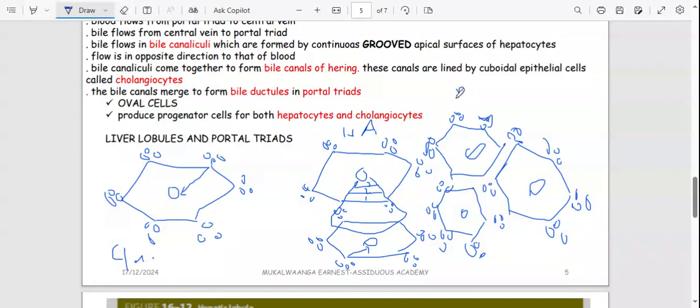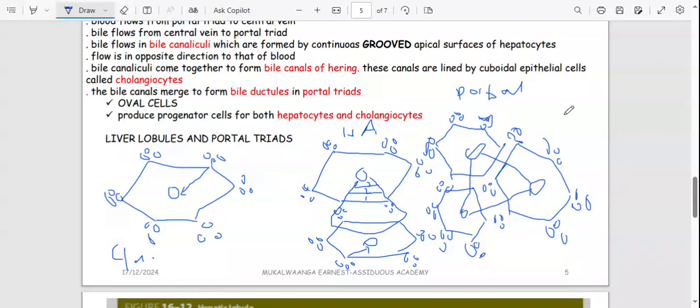So a portal lobule connects three central veins. After you draw these, you are going to make a triangle that connects the three central veins. This triangle I've made here is what we call the portal lobule. This triangle has to come out after you draw these three classic hepatic lobules. So this triangle you've made in the center is what we call the portal lobule.